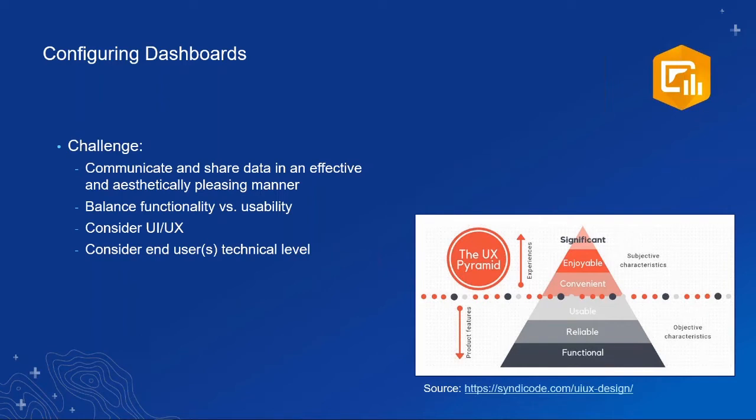And here's a diagram showing this. So the more usable something is, the tougher it makes the objective to do, and the more significant the experience. So you have to play this balance in this pyramid in your operations dashboard.